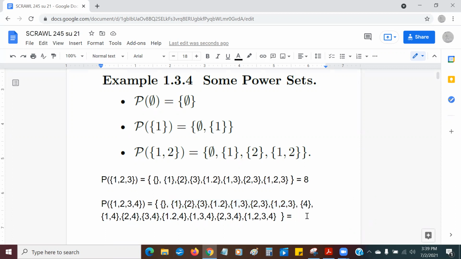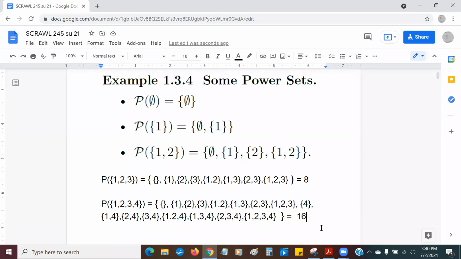So the cardinality is going to be 16. This is one way of seeing why it's going to keep on doubling. If I would do 1, 2, 3, 4, 5, it would be the same thing. I would first copy everything I had over here without 5s in it. Then I would copy everything with a 5, and the cardinality would be 32.